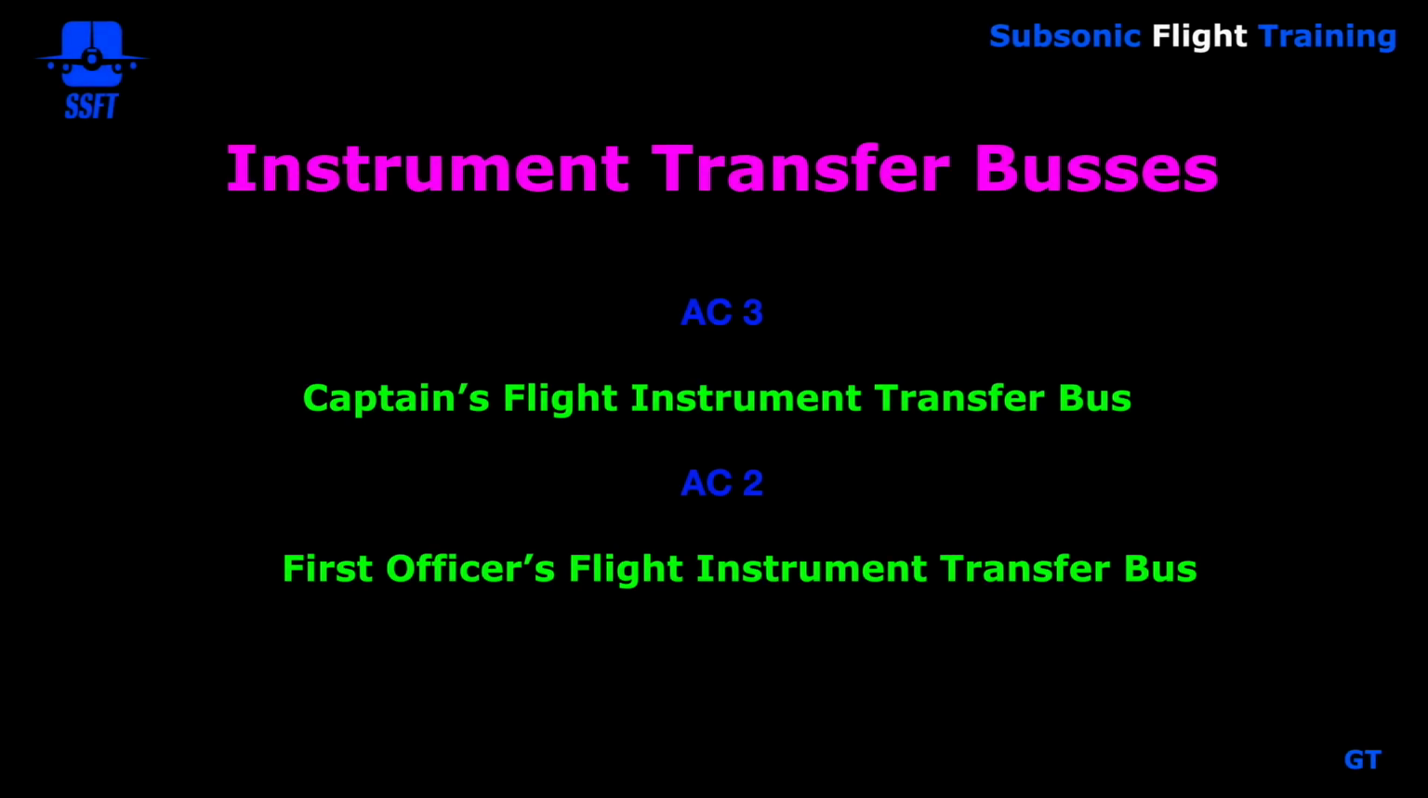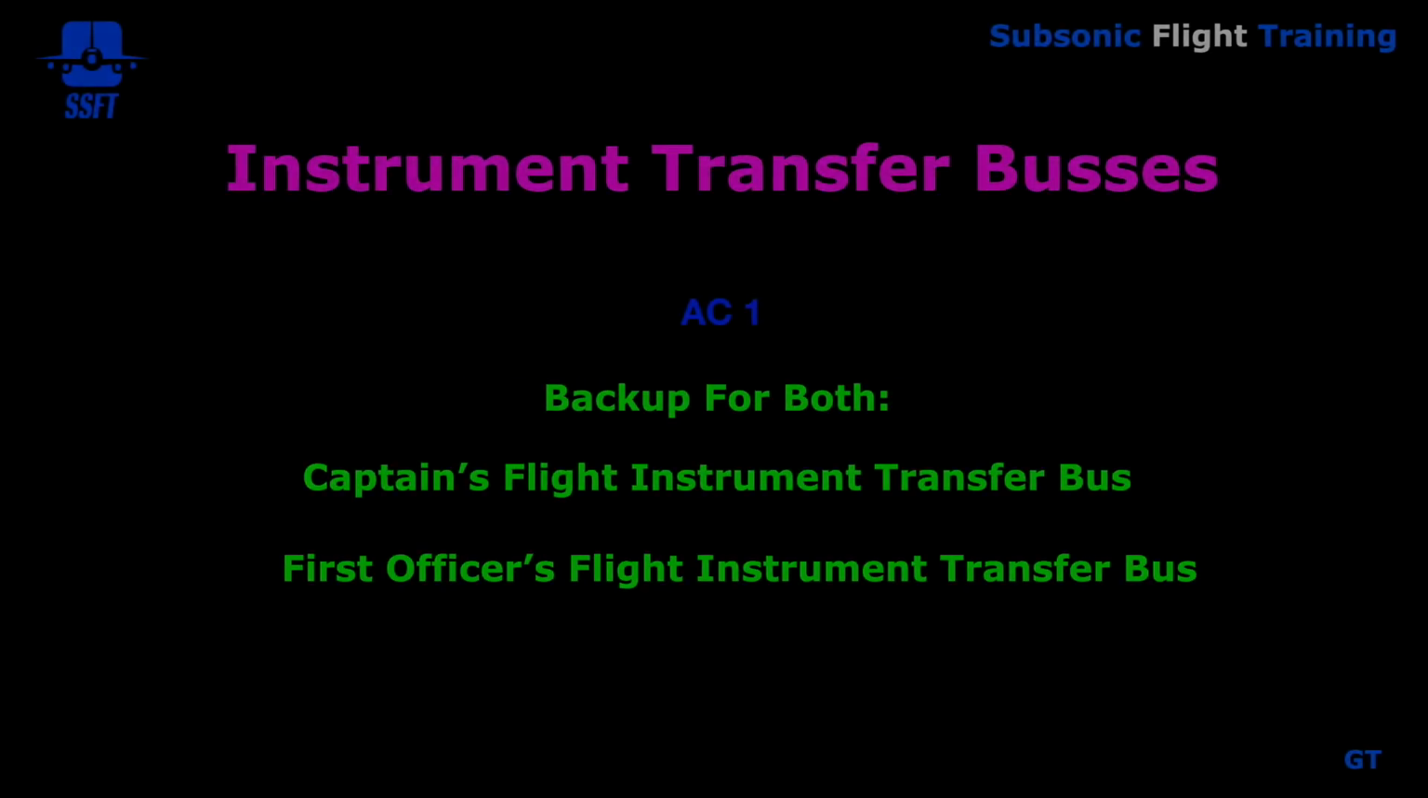For the captain's and first officer's flight instruments, these groups of instruments are protected by what are called instrument transfer buses. The captain's flight instrument transfer bus is normally on AC bus 3. The first officer's flight instrument transfer bus is powered from AC 2. And the backup for both of these instrument transfer buses is AC 1.